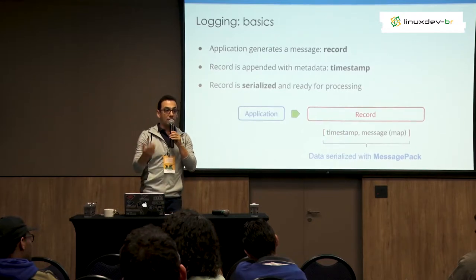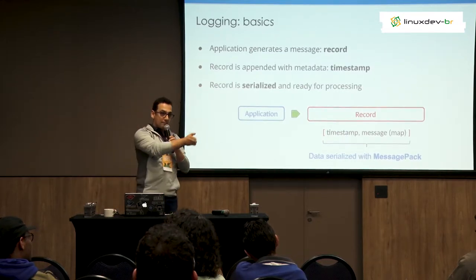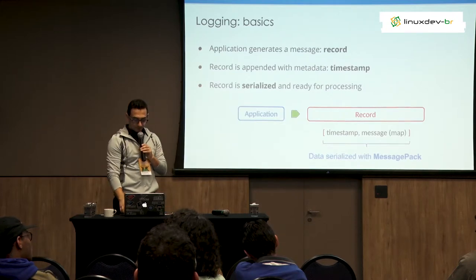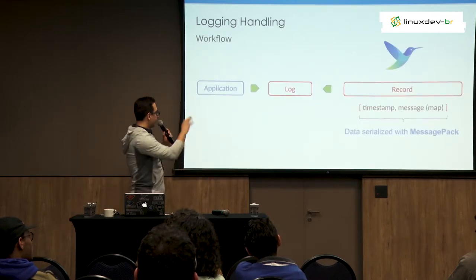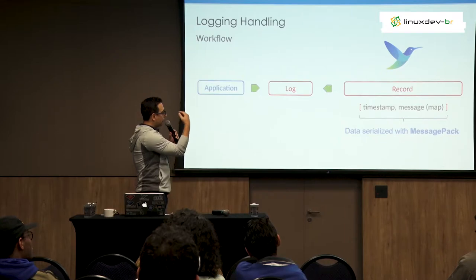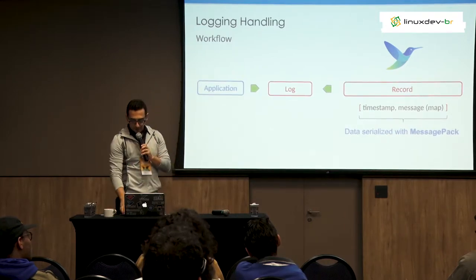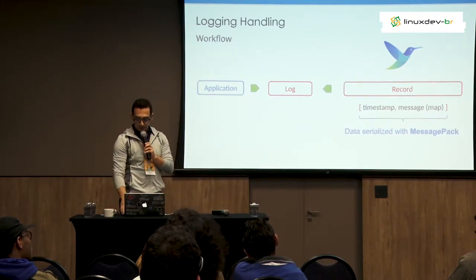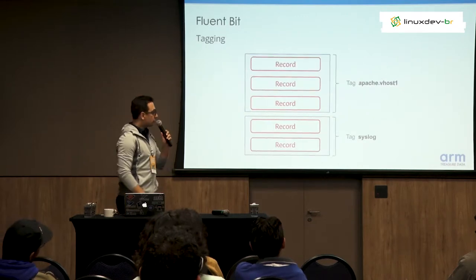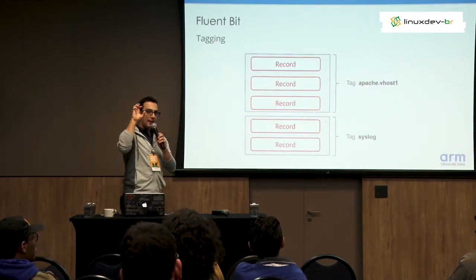And when you have some binary representation, you can jump between the data types that you have. So here's how it works. The application generates the log. The log becomes a record, and Fluent Bit takes care of that as a binary representation. Those records are grouped by categories.